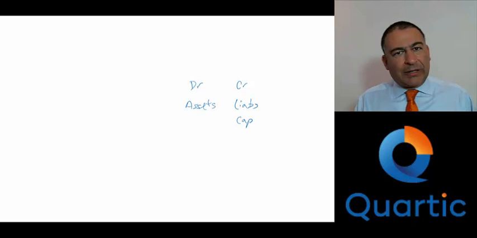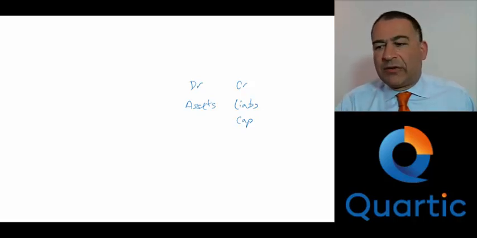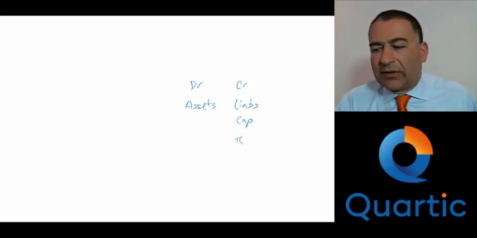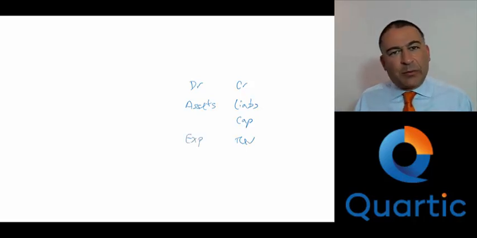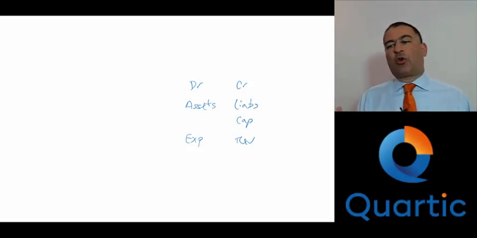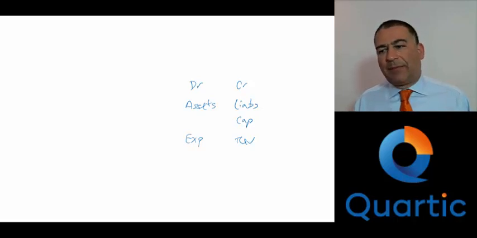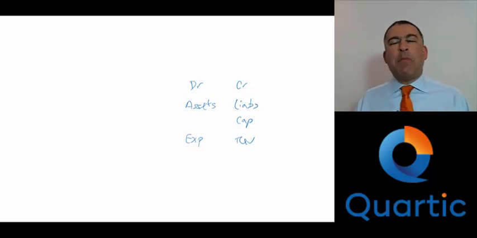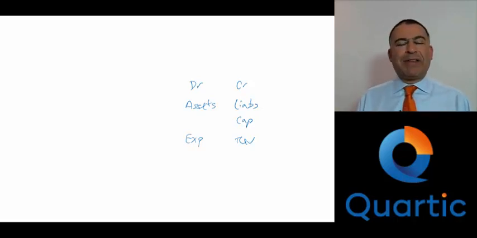So equity gets bigger, which is credit, with more revenues. So revenues goes under credit, and all your expenses go under debit. And that's roughly how this works. So your debits are your assets and your expenses. Your credits are your liabilities, your capital, and your revenues. And although that may seem very illogical, it's how it works.